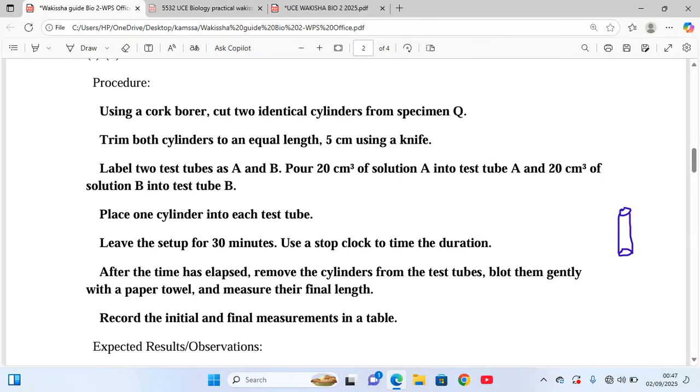So the procedure is over here: using a cork borer, cut two identical cylinders from specimen Q, like the cylinder I drew here. Then trim both cylinders to an equal length, in this case 5 centimeters, using a knife. You can see the names of the apparatus used coming out. We didn't have them on the list, so we shall be tracing them from here.